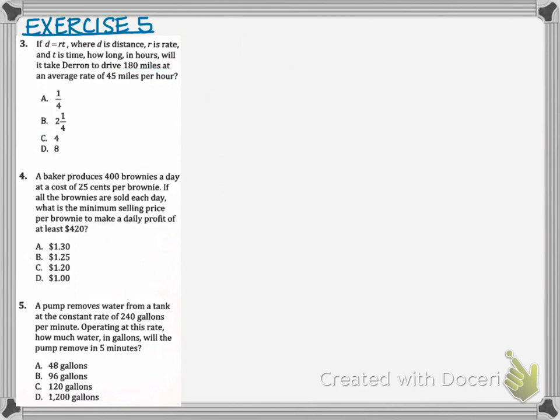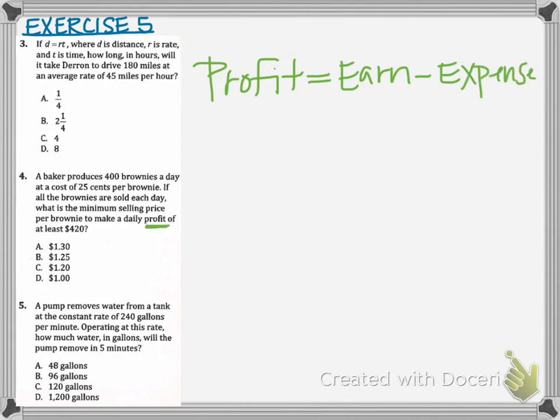Okay, this problem is talking about profit. Profit is what you get after you've subtracted expenses from what you've earned. So profit is what you earn minus expenses, what you spent. Okay, so we want to know the minimum selling price per brownie to make a daily profit of at least $420. So we want the profit to be $420.